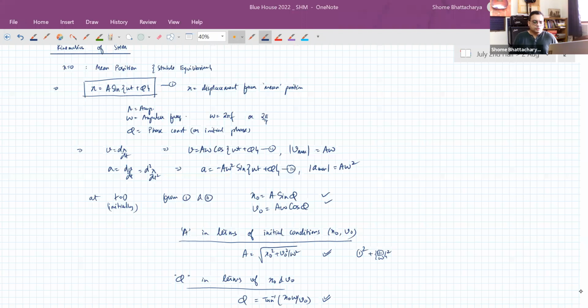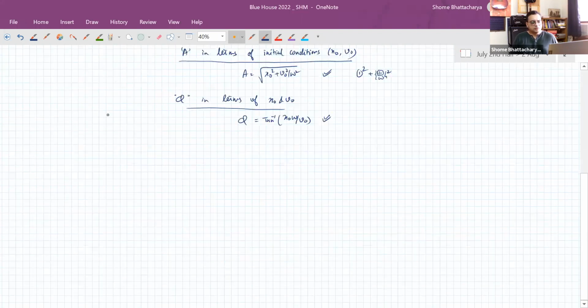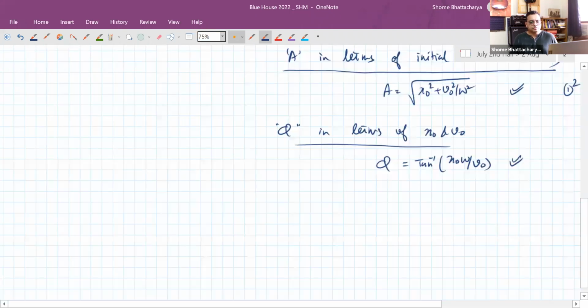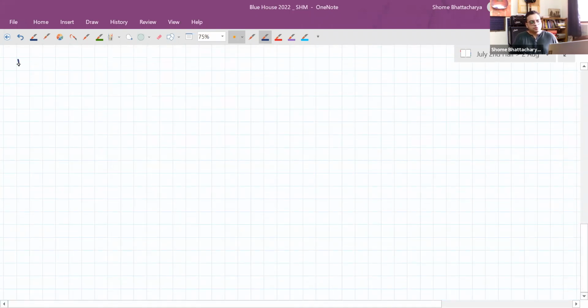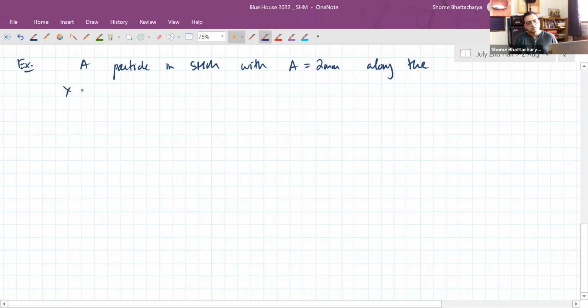So let's move on to an example. So now, a typical type of problem involving this kinematics of SHM. We have something like this, that a particle in simple harmonic motion with an amplitude of 2 millimeters along the x-axis, with mean position at x equal to 0.